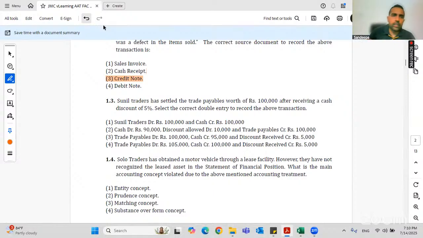What is the correct answer? In this question, Sunil Traders has settled trade payables worth 100,000 after receiving a cash discount of 5%. So really speaking, the trade payable balance was 100,000, and you have received a discount of 5%. So on one side your trade payables will come down by 100,000, debited to trade payables, and your cash will reduce only by 95, because you are receiving a discount. So the correct answer would be number 3.